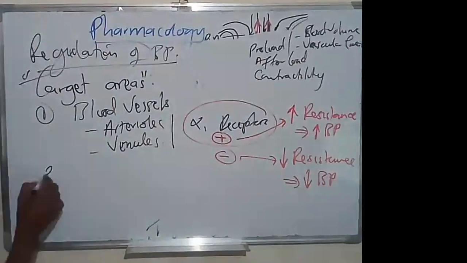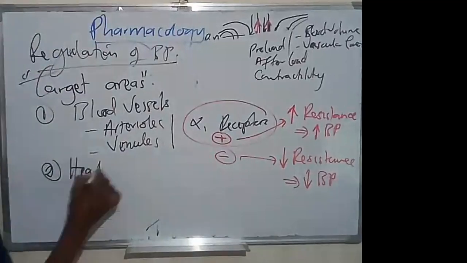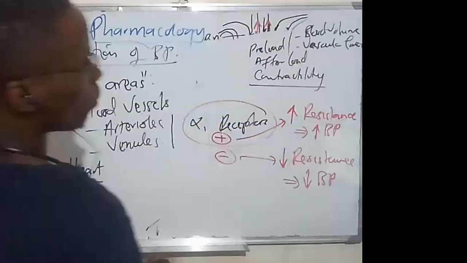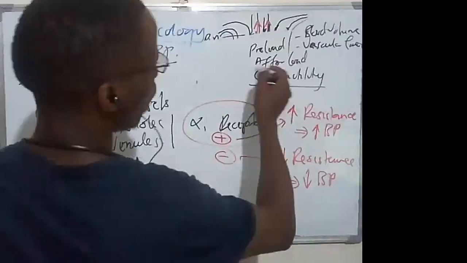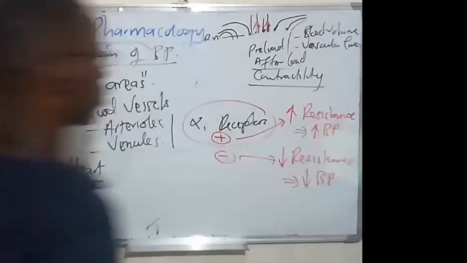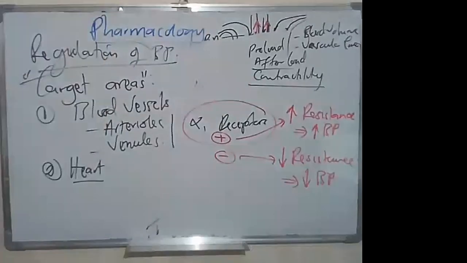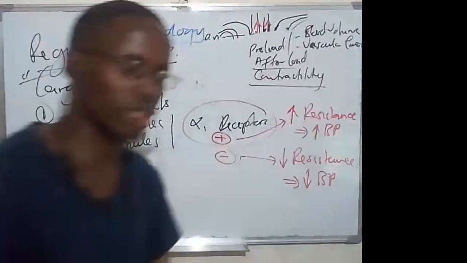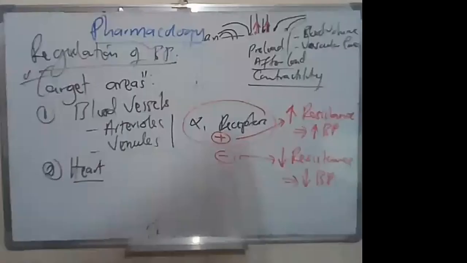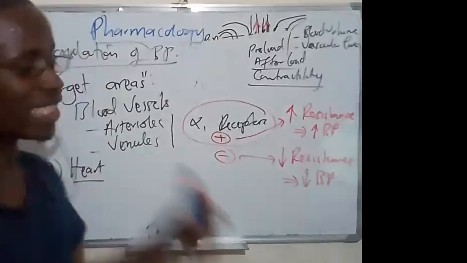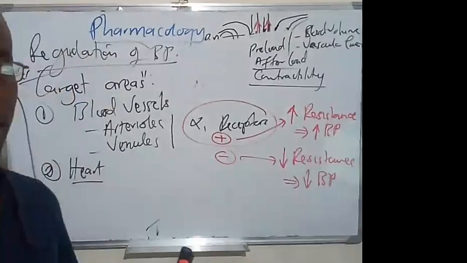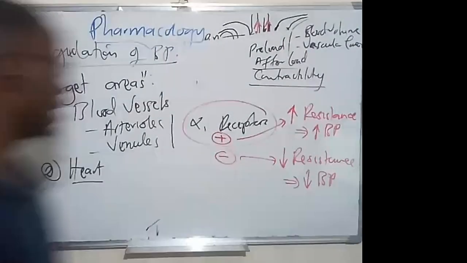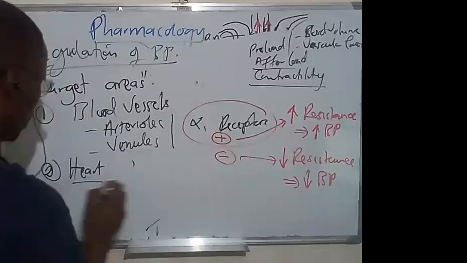We also have the heart. Remember, we talked about contractility and also afterload, all right? Contractility and afterload, we're basically almost talking about the same thing, because if there's so much resistance, then we need the heart to contract much more for it to push blood up. But in the case of hypertension, we don't want the heart to be contracting abnormally. It shouldn't contract with so much force. We need to reduce.